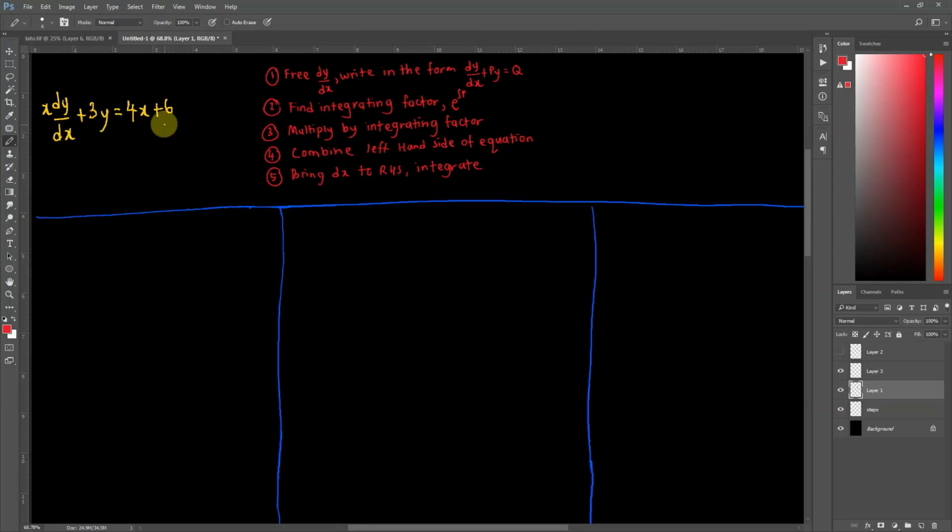But sometimes they will give you a question in which you cannot separate x from y. For example, like this question, x dy/dx plus 3y equals 4x plus 6. However you try, you cannot separate x from y. You cannot make it y on one side, x on one side. It really is not possible for this one.